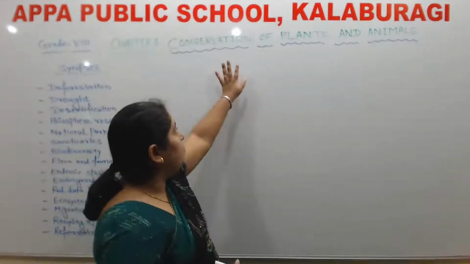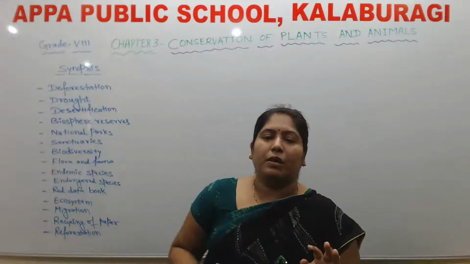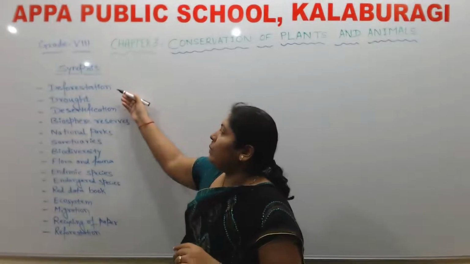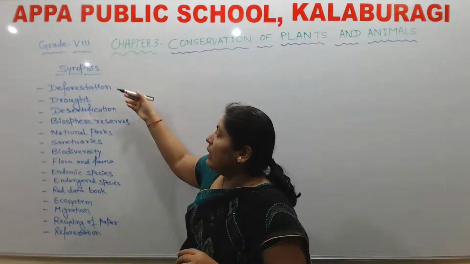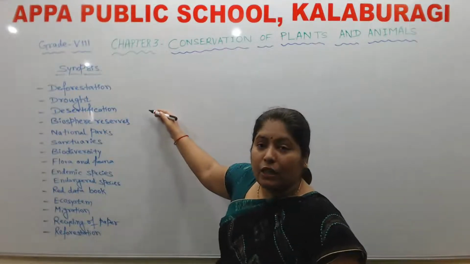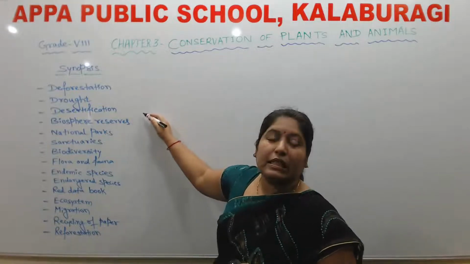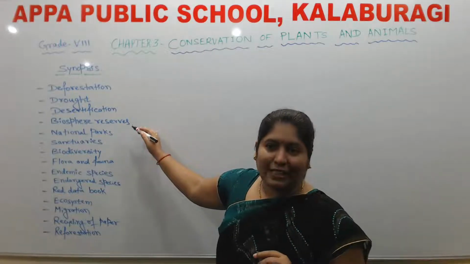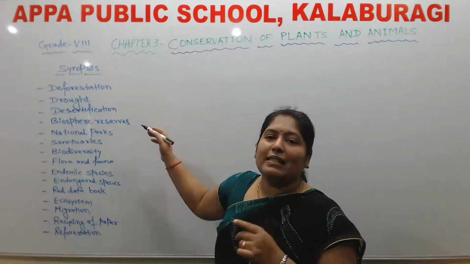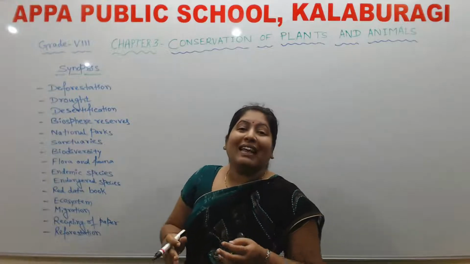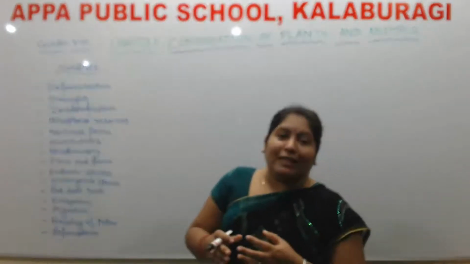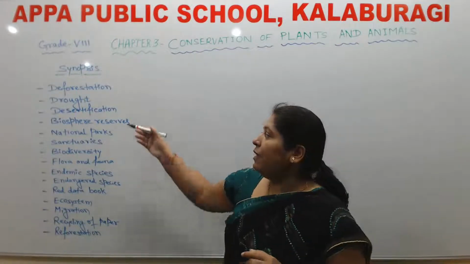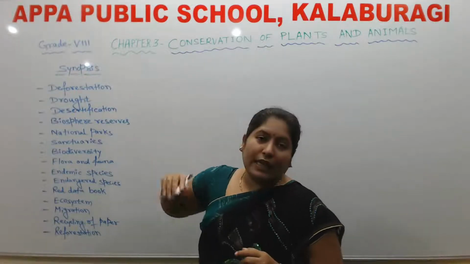In this third lesson, biology, conservation of plants and animals, let us have a glance at what we are studying. First one is deforestation, then drought, desertification. These three are natural disasters that we study with their causes and consequences. Causes means the reason why this is happening, and consequences means the effects. If this is the problem, then what is the effect of that?